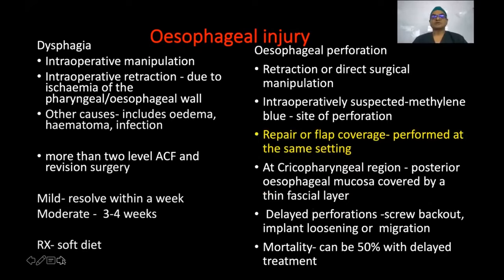Esophageal perforation is another problem, because of retraction or direct surgical manipulation. If it is suspected during the surgical procedure, one can inject methylene blue through the Ryle's tube and the site of perforation can be identified. Once identified, it can be repaired directly or with the help of flap coverage. At the level of the pharyngeal region, the posterior esophageal mucosa is covered by a very thin fascial layer. So in case of screw backout, implant loosening or migration, there is a high chance of esophageal perforation.